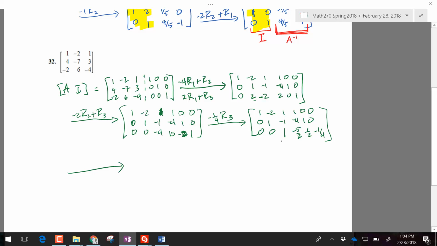Okay. So now let's focus on this value over here, negative 1. We want to eliminate that from the third row. So I think we just add the third row to the second row.